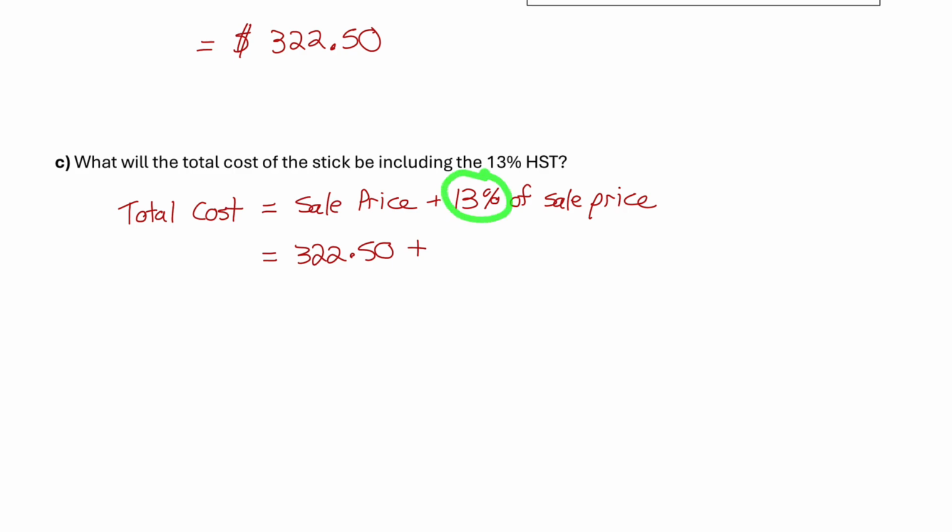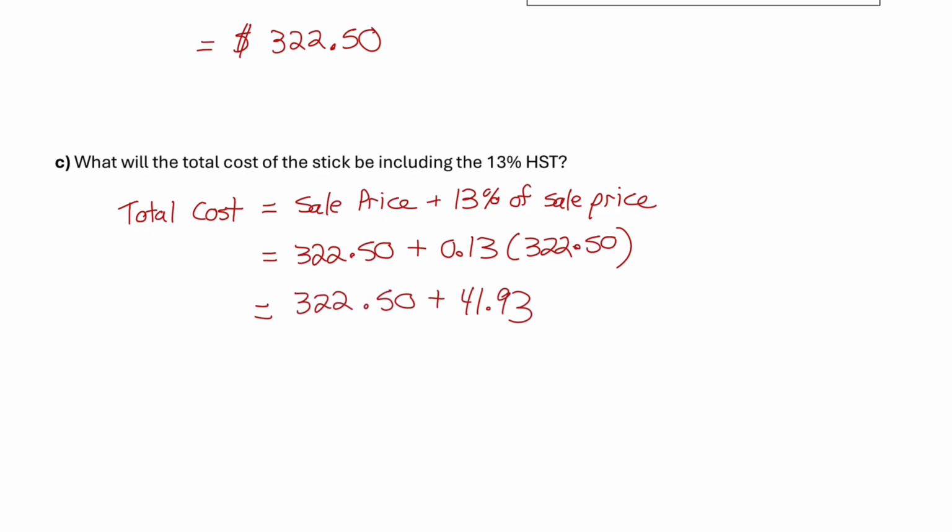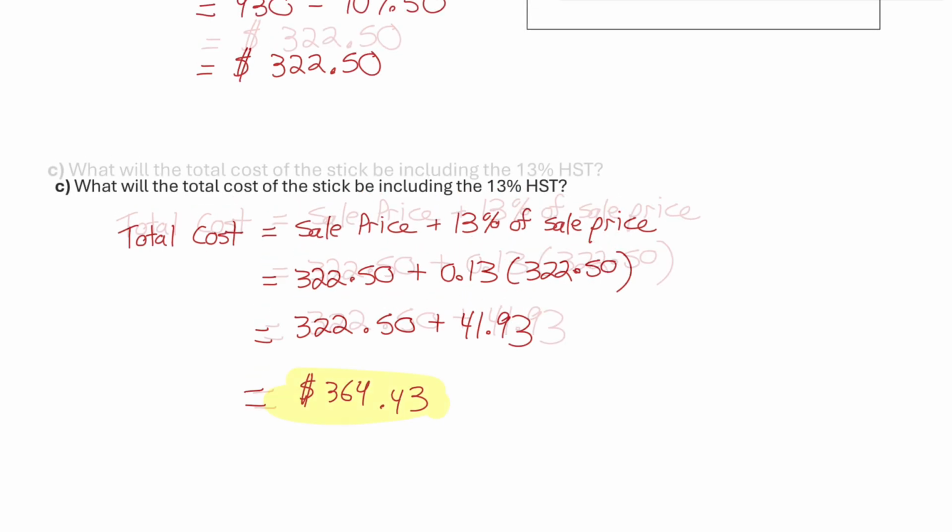So the decimal value of 13%, just divide it by 100 to get 0.13, and I multiply that by the sale price of $322.50. And that figures out what 13% of $322.50 is. And it turns out that that is $41.93. And then if I add that tax to the sale price, I get a total cost of $364.43. So that's it for this lesson.